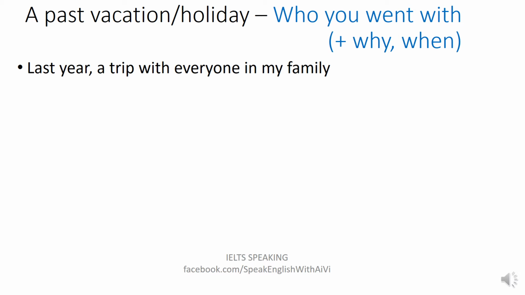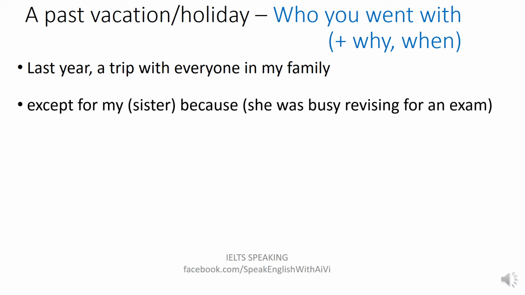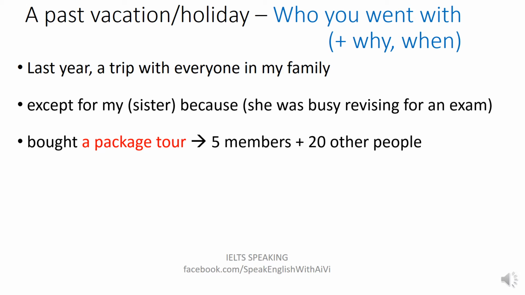Question number 2. Who you went with. Although the question doesn't require you to talk about why you went with these people and when you took the holiday, you should mention this. So instead of saying, "Last year I took a trip with everyone in my family," you can expand your answer by saying something like, "Last year I took a trip with everyone in my family except for my sister because she was busy revising for her exam." If you want to make your answer even longer, you can continue by saying, "So my family decided to buy a package tour. Therefore, in addition to 5 members of my family, there were around 20 other people in the trip."